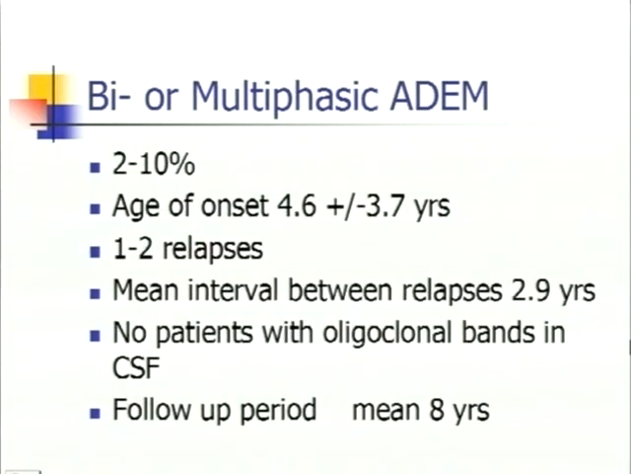Now, as I mentioned, there is this so-called multiphasic ADEM. Usually it's biphasic, meaning there are maybe 1 or 2 relapses. The age of onset of those kids tends to be a little younger than the regular series. The regular series was about 5 years of age, and these guys are about 4.6 or so. The mean interval between the relapses can be fairly long, about 3 years. But in the mean follow-up period of about 8 years, no patients with this biphasic or multiphasic ADEM ever developed the synthesis of antibodies within the central nervous system, which is certainly a marker of continuing multiple sclerosis.